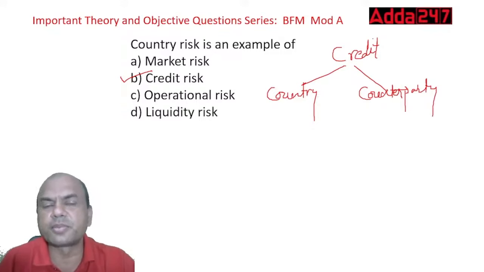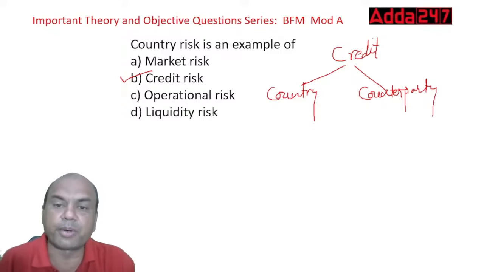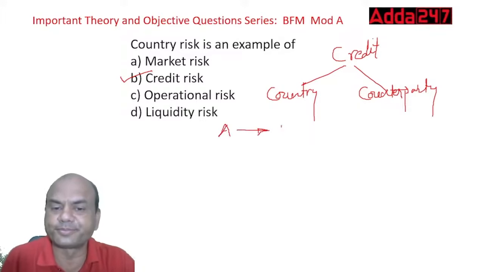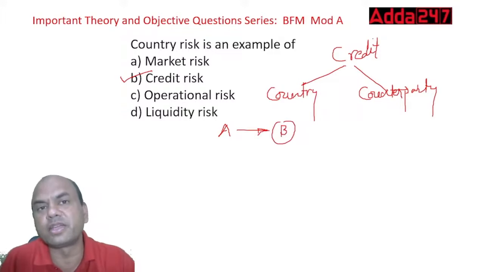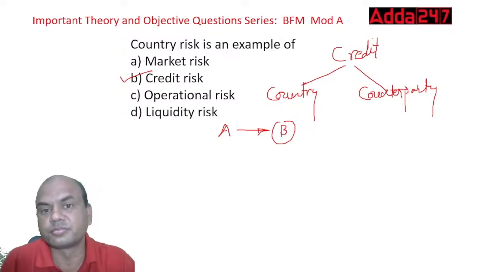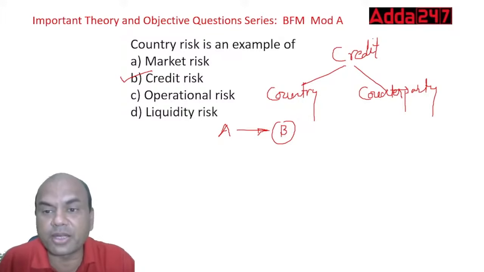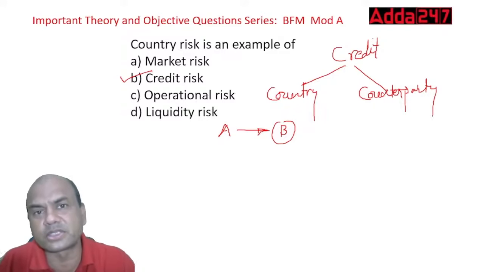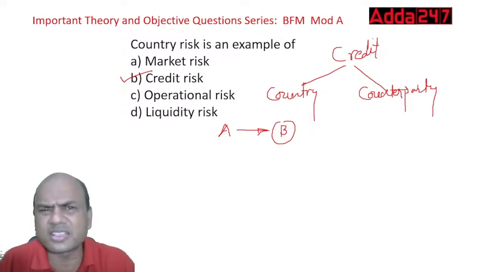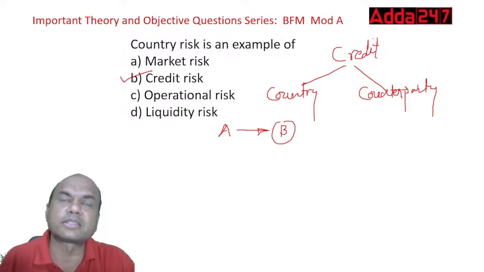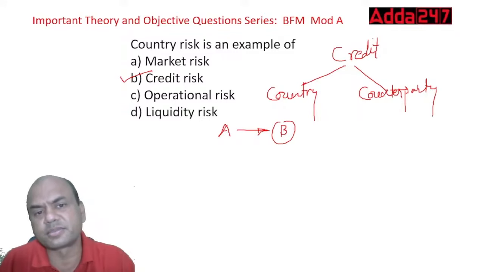What do you mean by this? Country risk means your party is good, but the country is bad. Let's say A is selling goods to B. B is good, but the country in which B lives is bad, like Afghanistan or North Korea. The second is counterparty: your B is bad but the country is good, like somebody staying in the USA or Europe. Countries are good, but the party is bad. So country risk is an example of credit risk, isn't it?